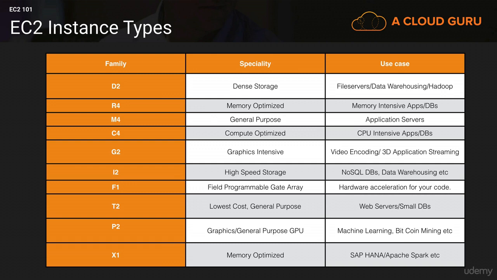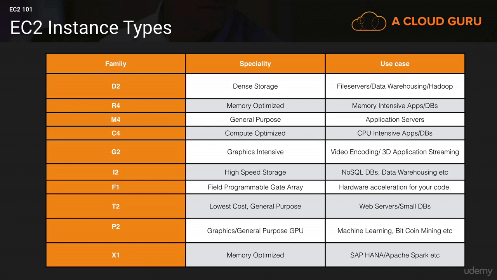We have F1. These are brand new out of re:Invent 2016, and these are field programmable gate arrays, and this is basically where you can actually change the physical hardware underneath to suit the software that you're running on it. If you want to have some interesting reads, just Google FPGA to understand it in a lot more detail than I can explain. But just think of it as hardware acceleration for your code. So you can actually change the underlying hardware to suit your code, and they're brand new and very unlikely to feature in the exam, if I'm honest.